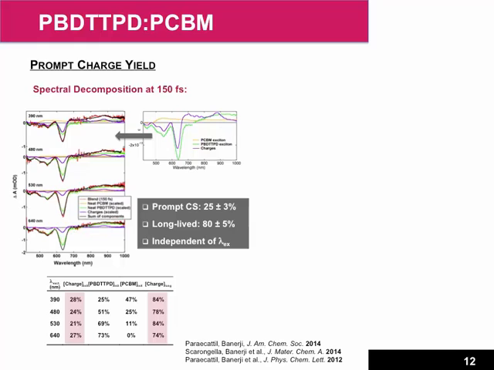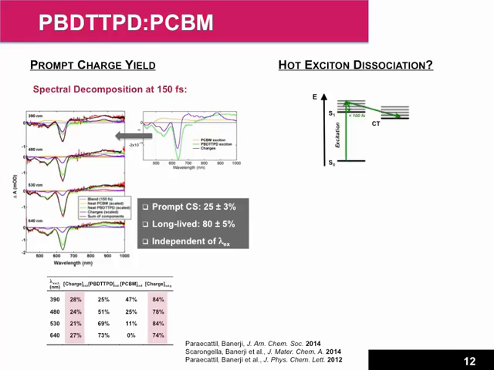But it's not just the overall yield of the charges, but also the yield of promptly generated charges, which is independent of wavelengths. And we were a little bit surprised by that, because when you use a shorter wavelength, so more energy, you don't just excite the fullerene, but you can also excite the polymer, but in higher lying excited states. So you can, in principle, get this hot exciton dissociation.